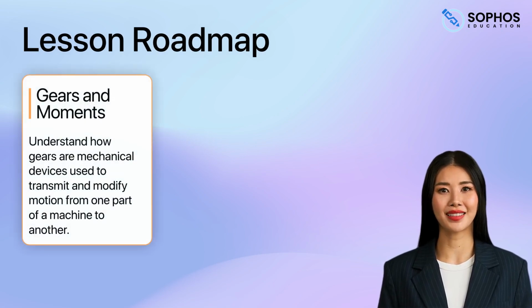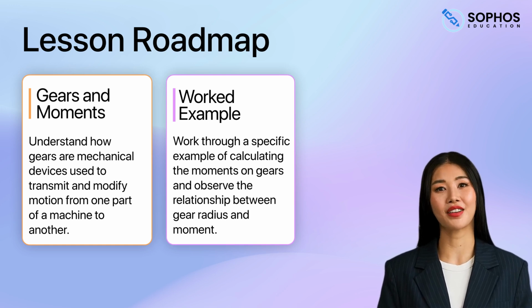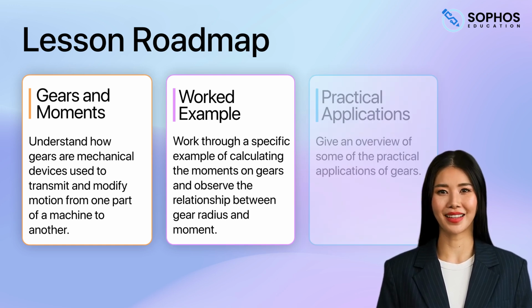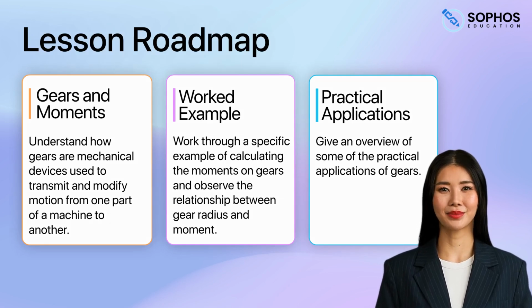First, we'll understand how gears are mechanical devices used to transmit and modify motion from one part of a machine to another. Next, we will work through a specific example of calculating the moments on gears and observe the relationship between gear radius and moment. Finally, we'll give an overview of some of the practical applications of gears.